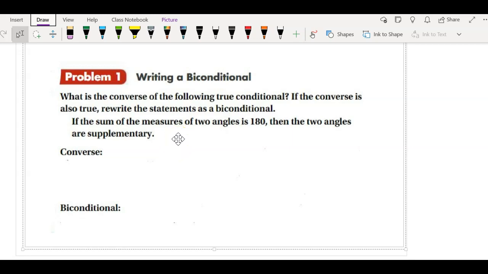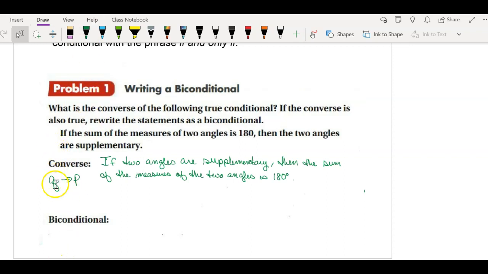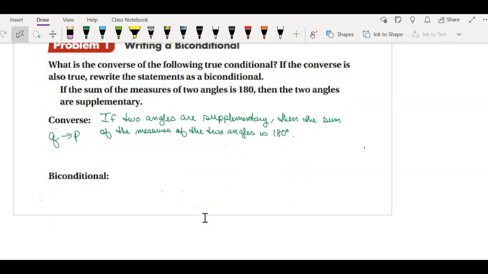So let's write the converse statement. Go ahead and pause and let's see if we get the same thing. Okay, so when you wrote the converse, remember it's if Q then P. So if two angles are supplementary, then the sum of the measures of the two angles is 180 degrees. Now let's try to do the biconditional. We're going to keep these two terms and we're just going to add if and only if. Go ahead and pause and let's see if we get the same thing.